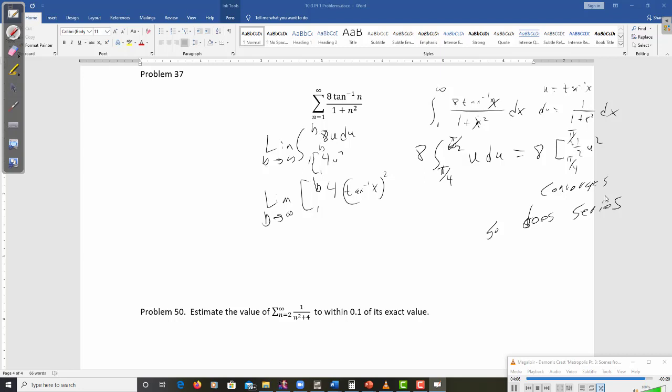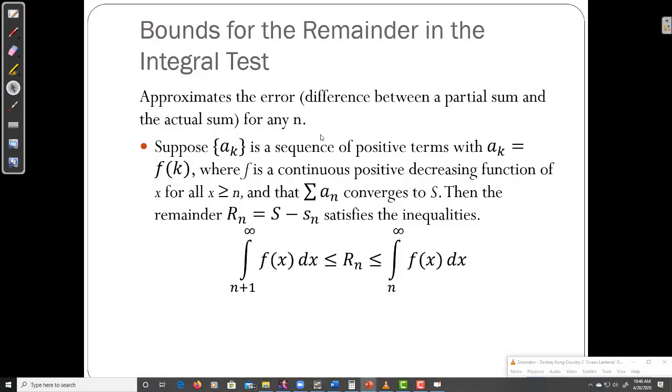The last thing in this section we're going to talk about is estimating the error, or the remainder, of doing one of these. So let's look at a slide real quick. The remainder in the integral test, the difference between the actual sum and s sub n, the nth partial sum, can be bounded by the integral. The integral from n plus 1 to infinity is less than or equal to the remainder. The integral from n to infinity is greater than or equal to the remainder. So just because of that, you can actually use this to solve for what n has to be.